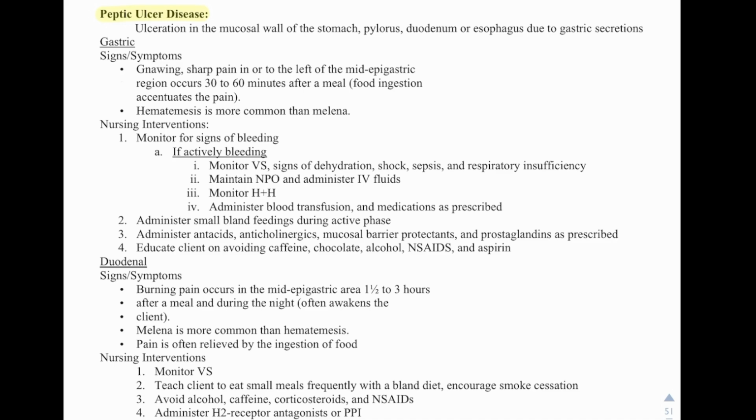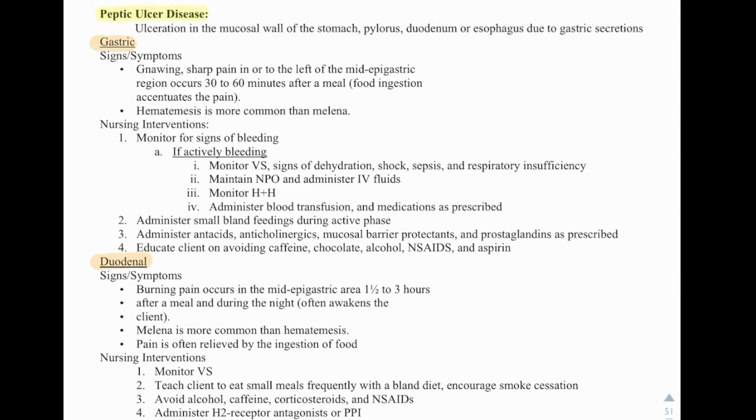Administer small bland feedings during the active phase, administer antacids, anticholinergics, mucosal barrier protectants, and prostaglandins as prescribed, and educate the client on avoiding caffeine, chocolate, alcohol, NSAIDs, and aspirin. So those are our interventions if it's in the gastric area.